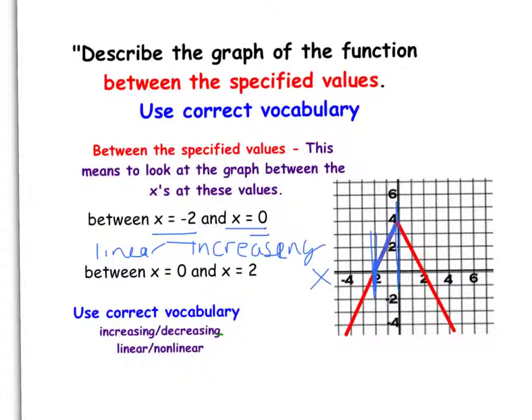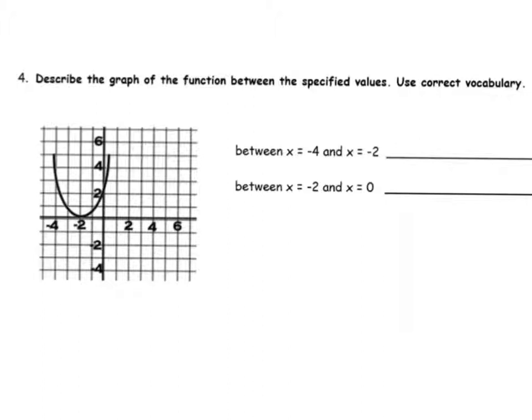And then look at the next section. The next section is between when x is 0, so x is 0 right here in the middle, and x is 2 right here. So we're looking at that section of the graph. So for that section of the graph, it is still linear, but now it is decreasing. So linear, decreasing. So each portion of the graph might have a different set of vocabulary that it's used to describe it.